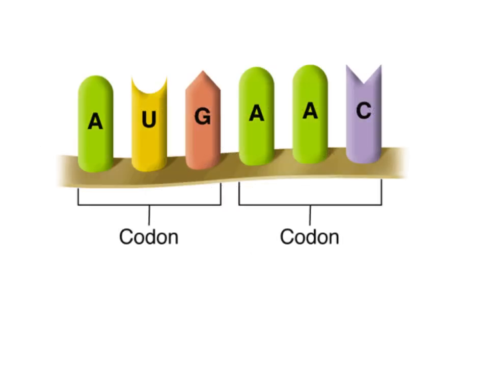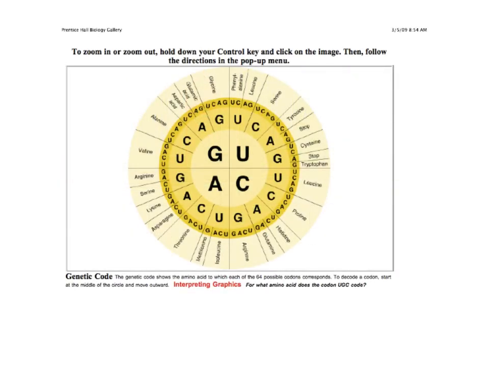So we take a look right here. Here's 2 3-base sequences, AUG, the start codon, and AAC, another codon. This is a way to figure out which amino acid the codon codes for. Do not worry, you will not have to memorize this. If you are ever asked which amino acid is being coded for, you will be given something like this. And it's very easy to use.